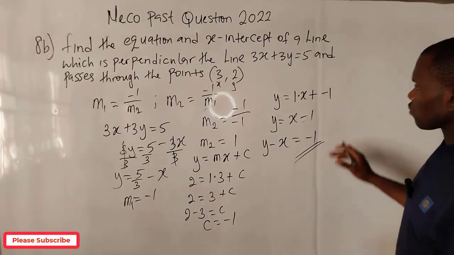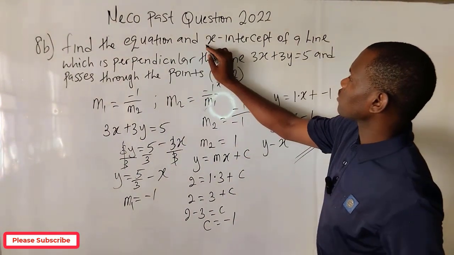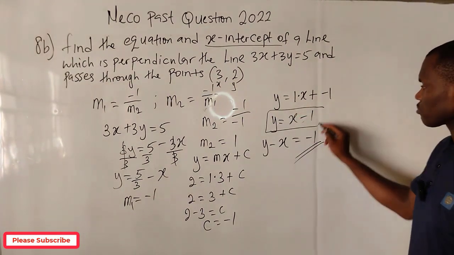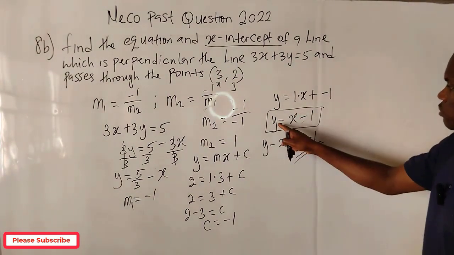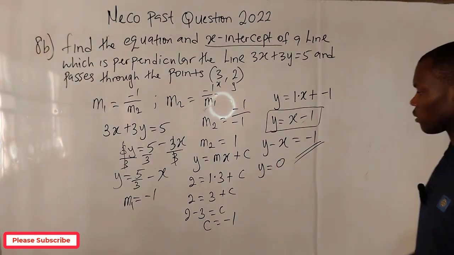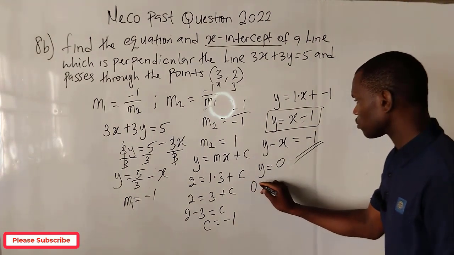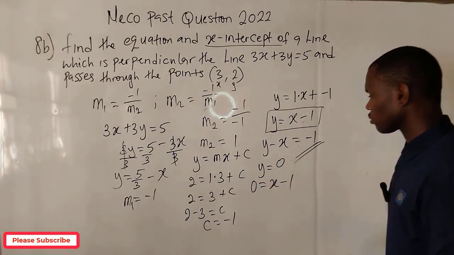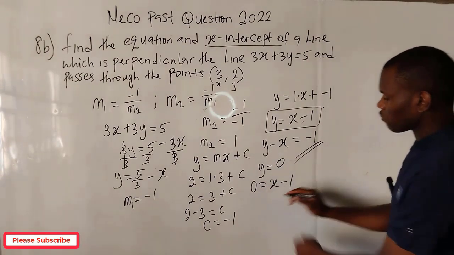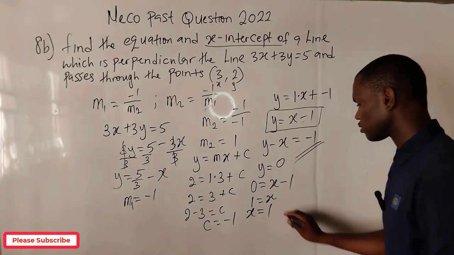One other thing we are going to do is to find the x-intercept. We are asked to find the x-intercept. So to find the x-intercept using this same equation, we recall that we get the x-intercept at y equal to 0. So substitute it here. That means 0 is equal to x minus 1. Make x the subject. That means 1 will cross over. 1 equal to x. That means my x-intercept is 1.